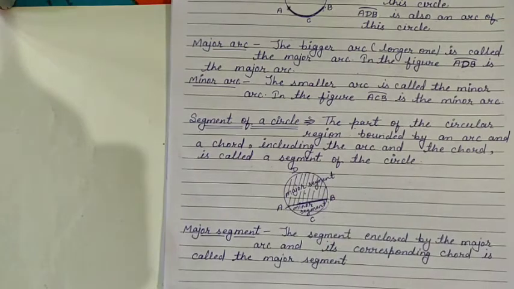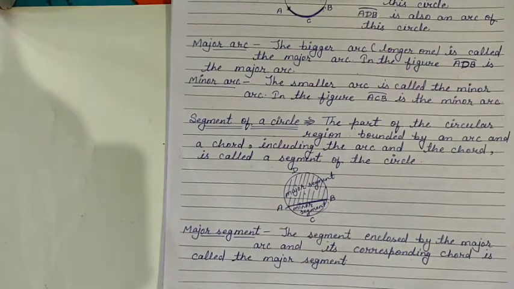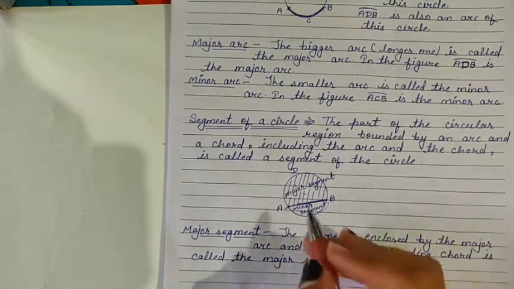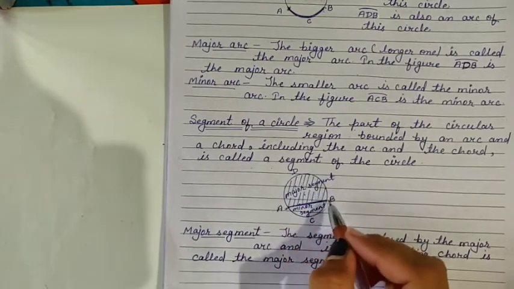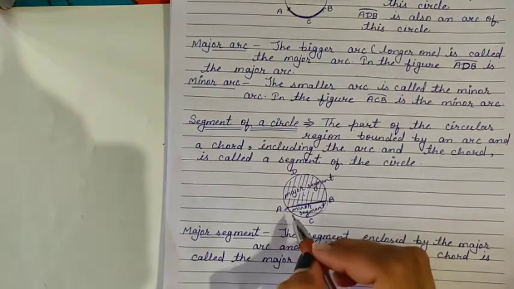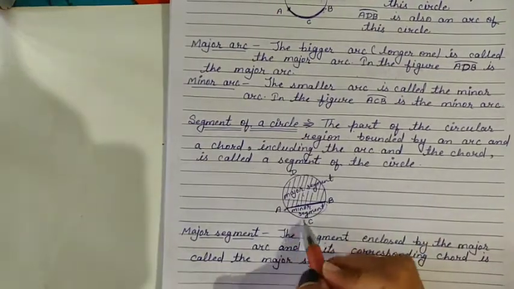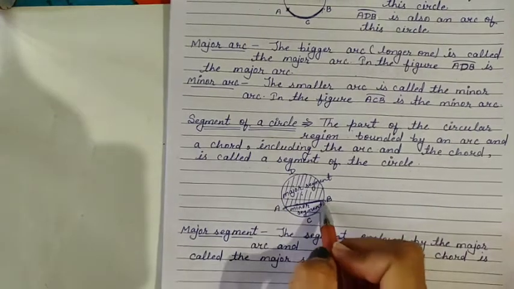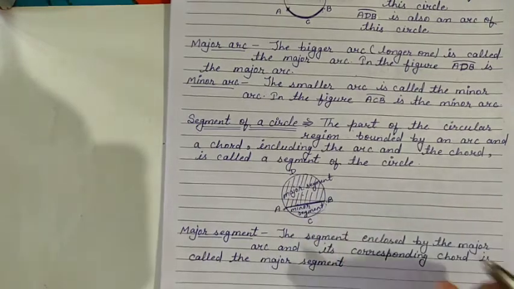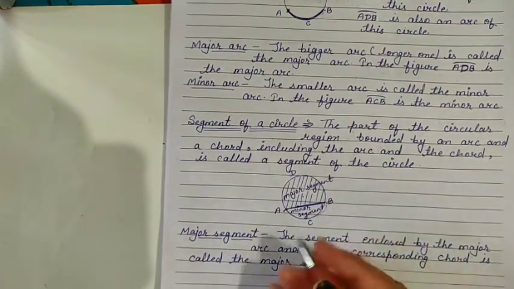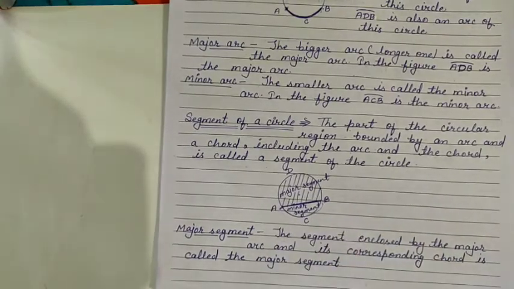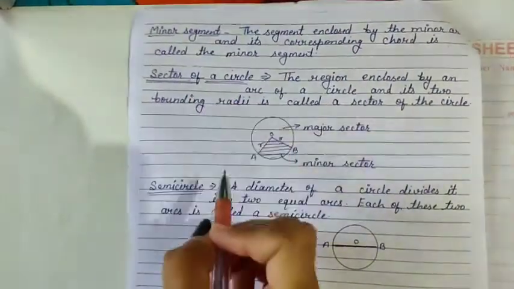Now, major segment and minor segment. The segment enclosed by the major arc and its corresponding chord, this arc ADB is the major arc, and its corresponding chord, this part is called the major segment. And the segment enclosed by the minor arc and its corresponding chord is called the minor segment. The part enclosed by the major arc is called the major segment, and the part enclosed by the minor arc and its corresponding chord is called the minor segment.